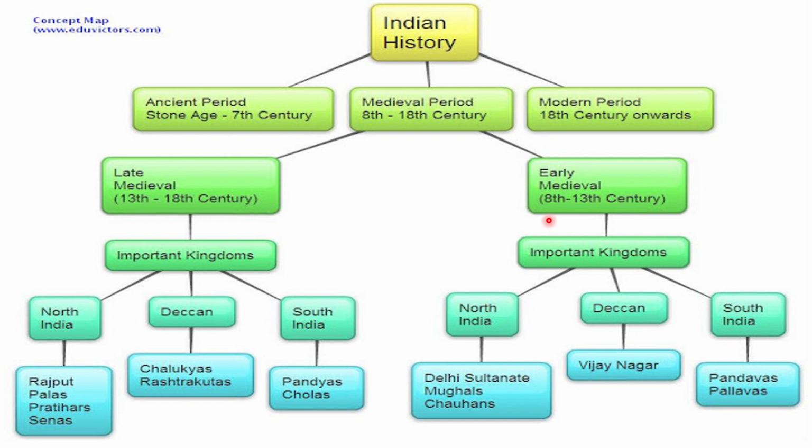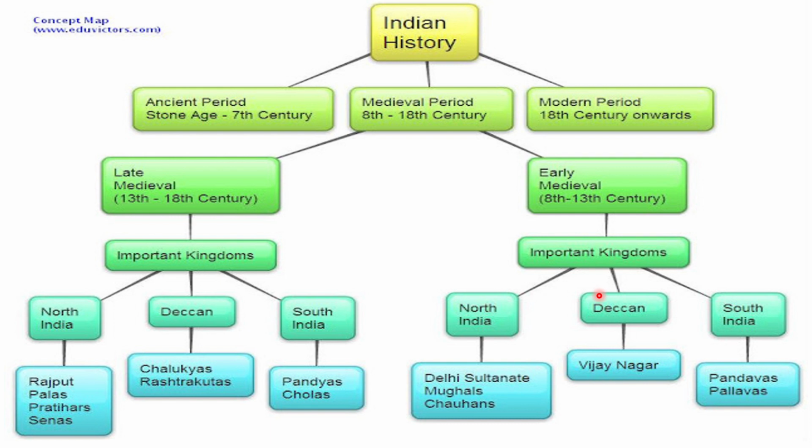Early medieval period, it will start 8th to 13th century. Important kingdoms emerged. Emerged means kings established their own powers. In North India, the Delhi Sultan is the most powerful during that time, and Mughals and Chauhans.